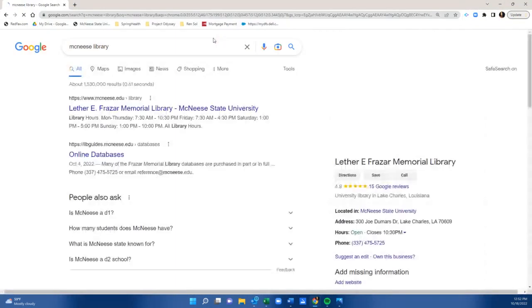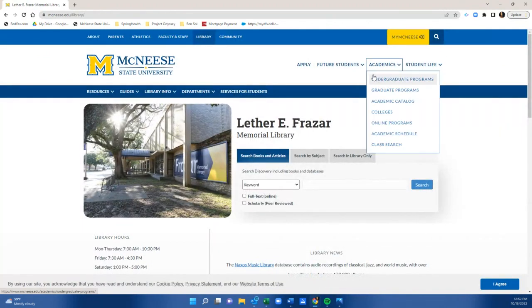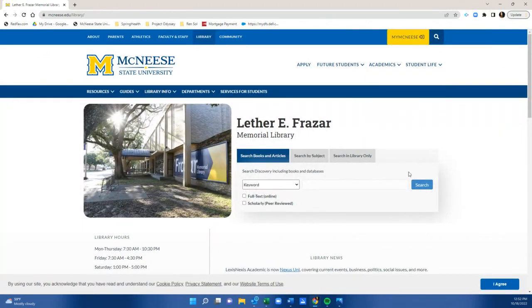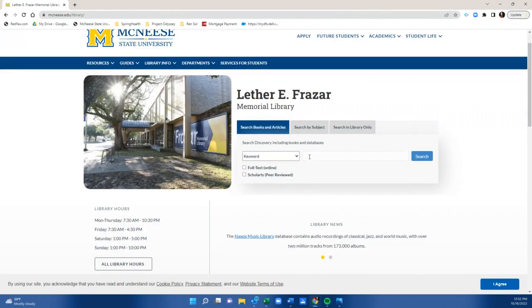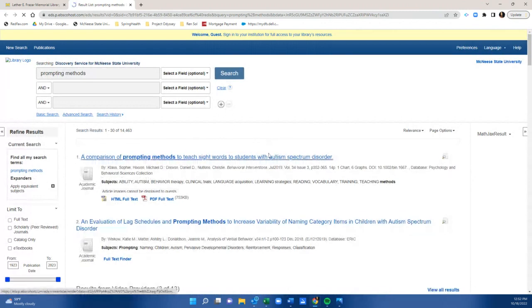Because you being a student at a university, you actually have access to a lot of these journal databases that you would otherwise have to pay for. I feel like it's going to ask me for my password. Oh no, it doesn't. Well, not yet. So yeah, you can simply go to the McNeese Library, and then it will give you access through the search bar to type in your topic or what have you.